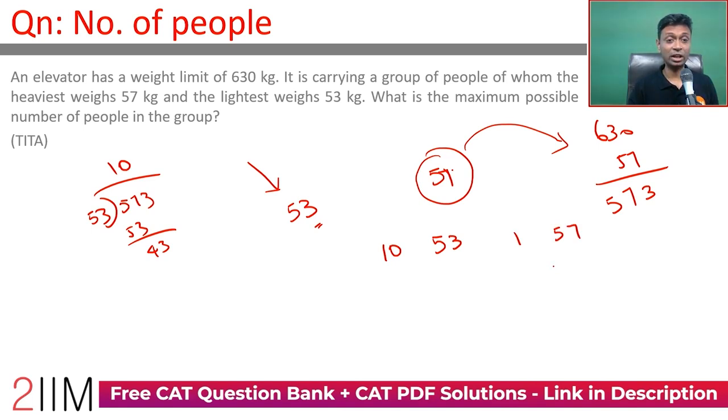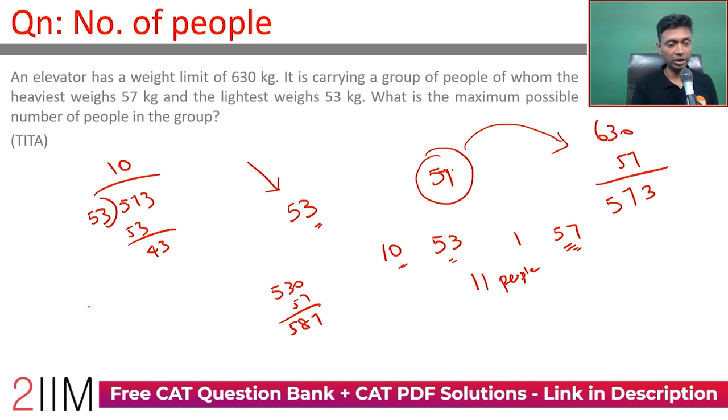And so an elevator has a weight limit of 630 kilograms. 10 people weighing 53 kilograms and 1 weighing 57 will take us to 530 plus 57, 587. We have room for another 43 kilograms, which can be offset by having more people weighing 53 kilograms. So what is the maximum possible number of people in the group? So we have 11 people. We could have 1 of 57 and 10 of 53, but we cannot have 12 people in this group.